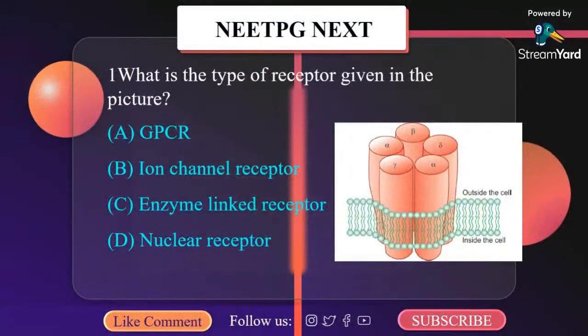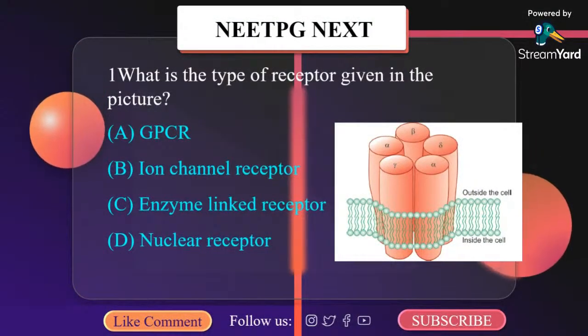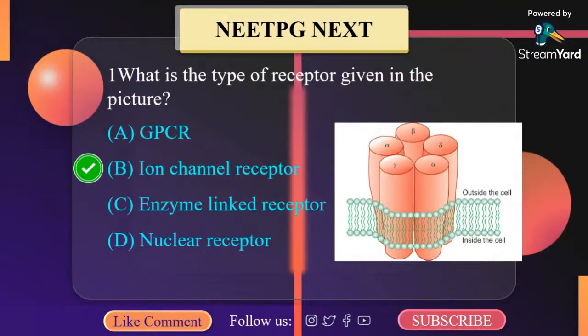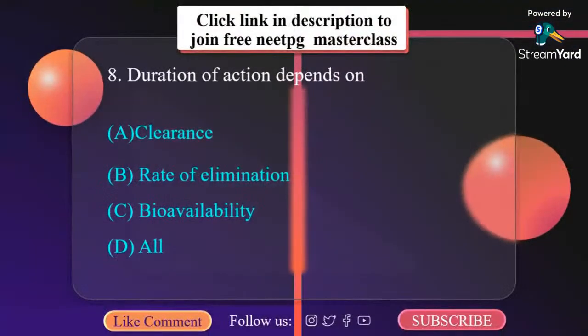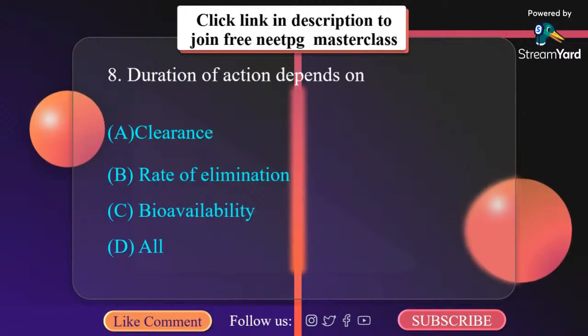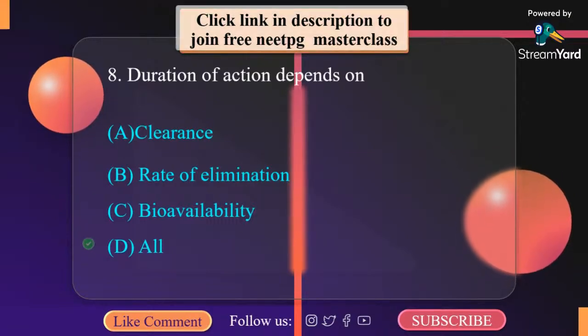What is the type of receptor given in the picture? A, GPCR, B, ion channel receptor, C, enzyme linked receptor, D, nuclear receptor. It is an ion channel receptor. Duration of action depends on A, clearance, B, rate of elimination, C, bioavailability, D, all. It is all.